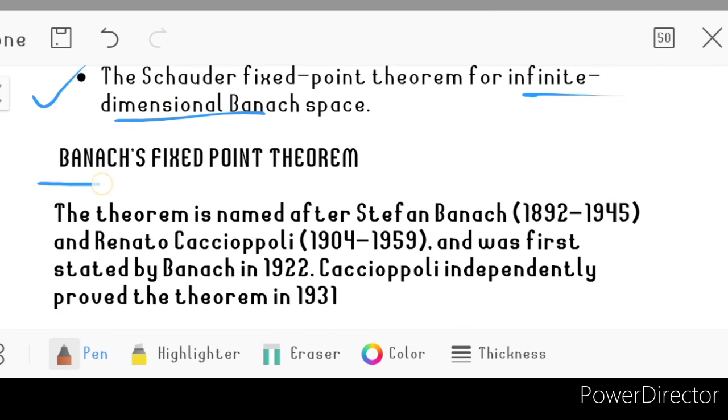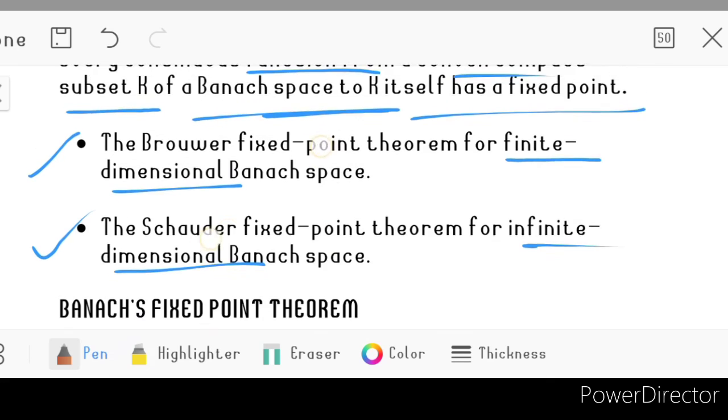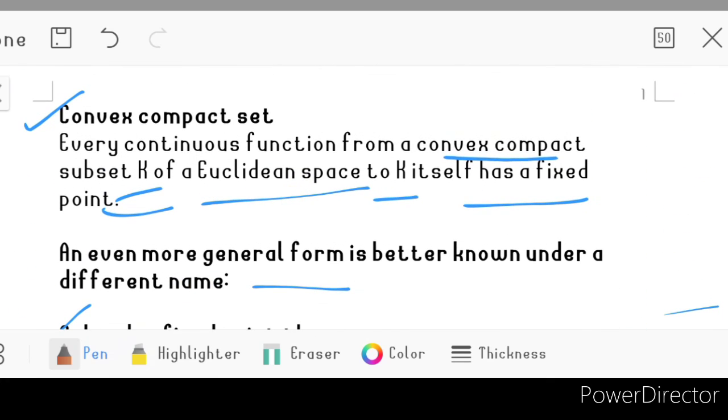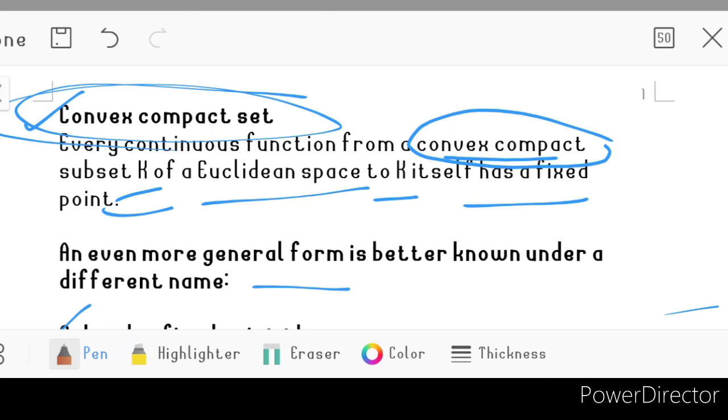Next, we have the Banach fixed point theorem, and we will discuss this theorem in our next lecture, as well as I will tell you more about this convex compact subset or set. We will just discuss it a little bit more deeply.